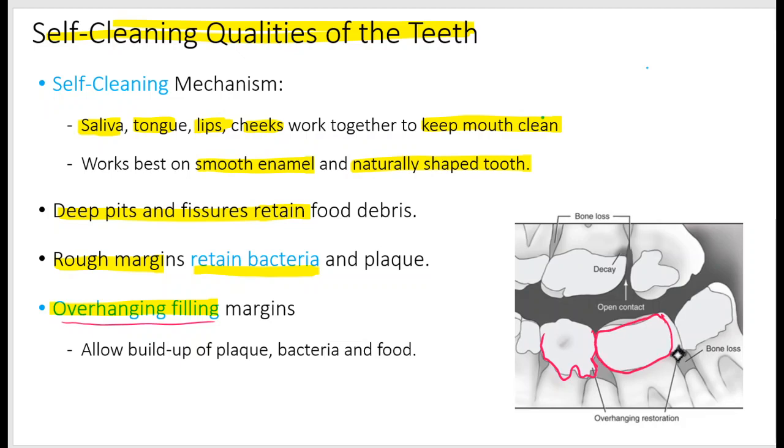And an overhang filling can be extra and goes under the gum. Food will get caught in here in this area, and definitely we'll have some inflammation and even bone loss. So overhang fillings can be harmful for the teeth because again it can build up plaque, bacteria, and then that will result in the bone loss.